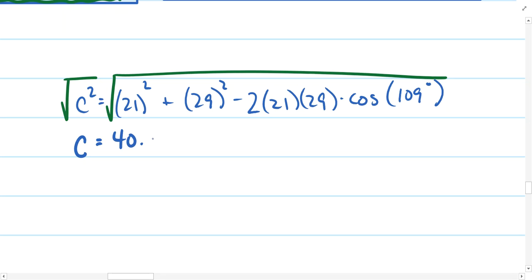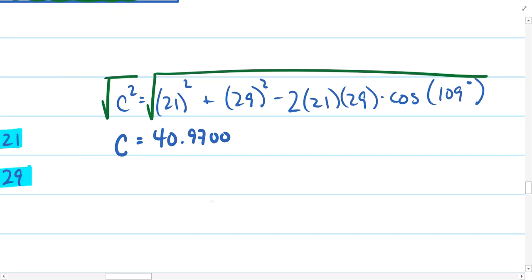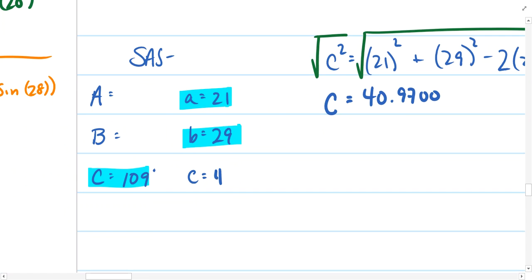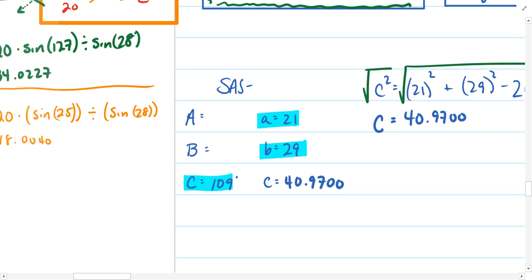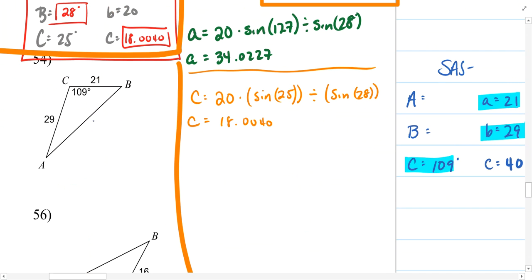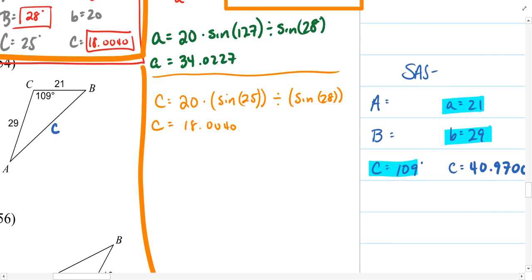40.9700. So if C is 40.9700, to me that makes sense because side length C, which is this guy here, is the longest side, and with a side length of 40.9 or almost 41, that seems pretty reasonable when we compare it relative to the other two side lengths.